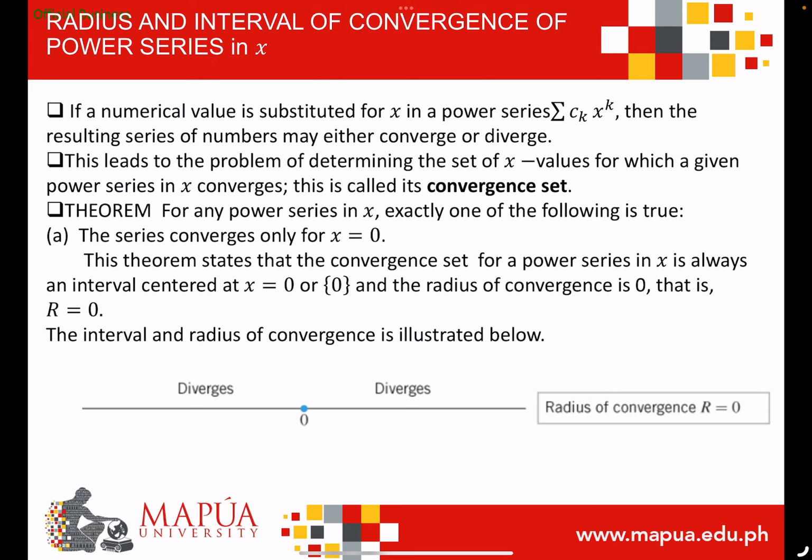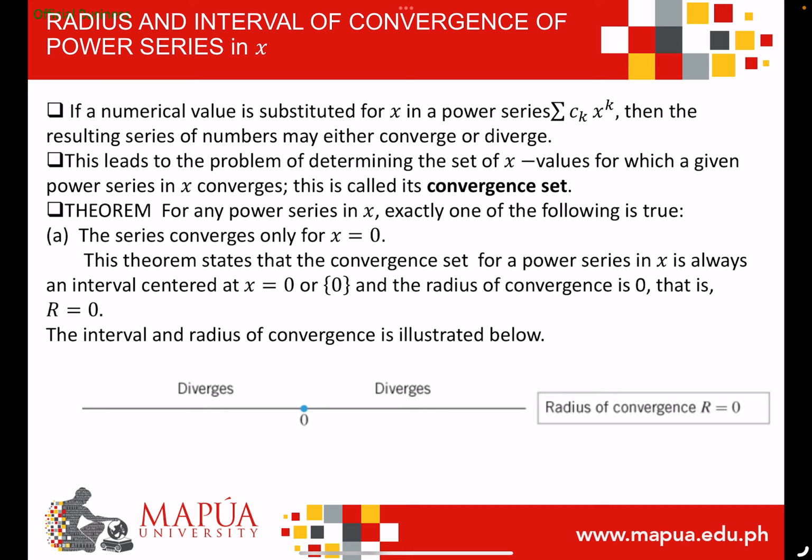If a numerical value is substituted for x in the power series sum of c sub k x raised to k, then the resulting series of numbers may either converge or diverge. This leads to the problem of determining the set of x values for which the given power series in x converges, and this is the convergence set.